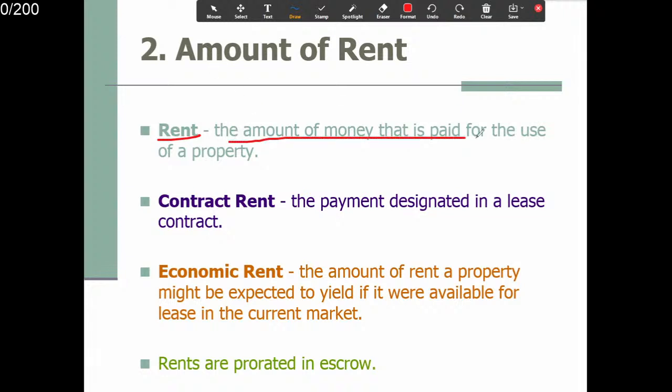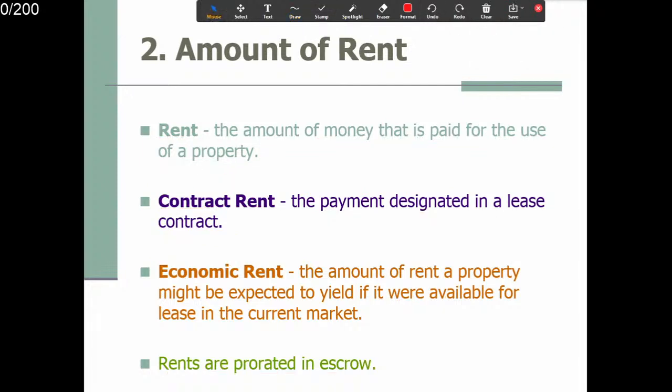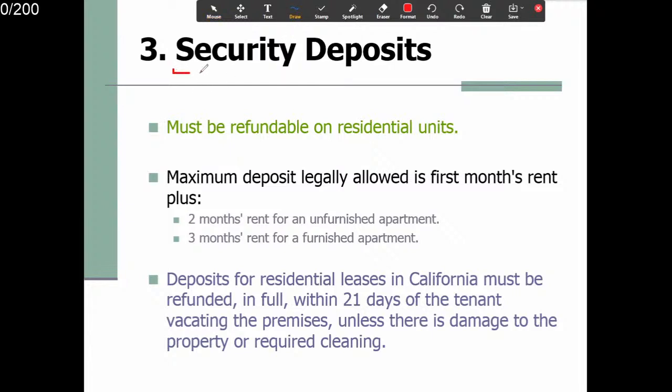Amount of rent. OK，租金的方面，the amount of money that is paid for the use of the property. OK, contract rent is whatever is in the lease. OK, contract rent 就是在协议里面的租金。Economic rent is the amount of rent a property might expect to yield if it were available in the current market。市场价，OK，这是 economic rent. Rents are prorated in escrow.